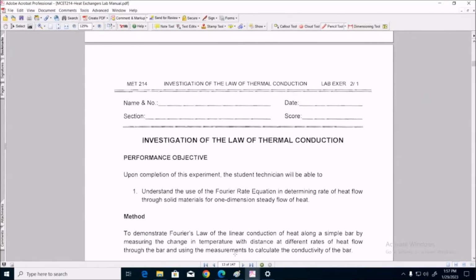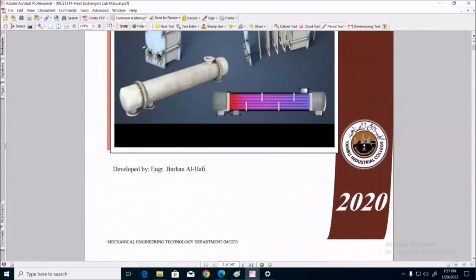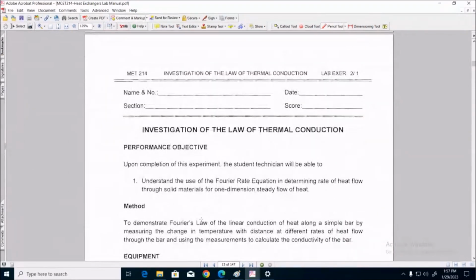Good morning, friends. This is week number 2, and we are going to do experiment number 2 from the lab manual MCET214 heat exchanger, updated in 2022. Investigation of law of thermal conduction.